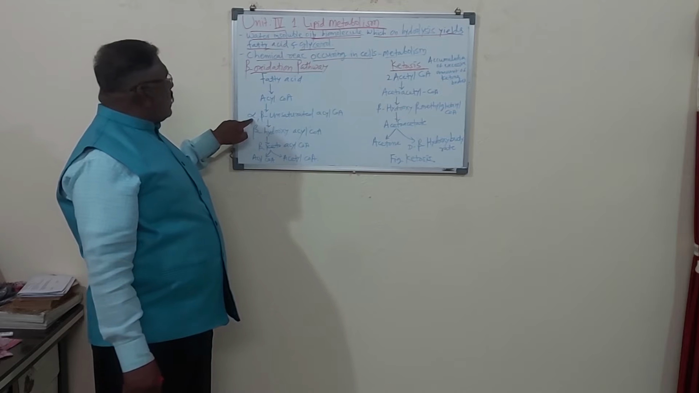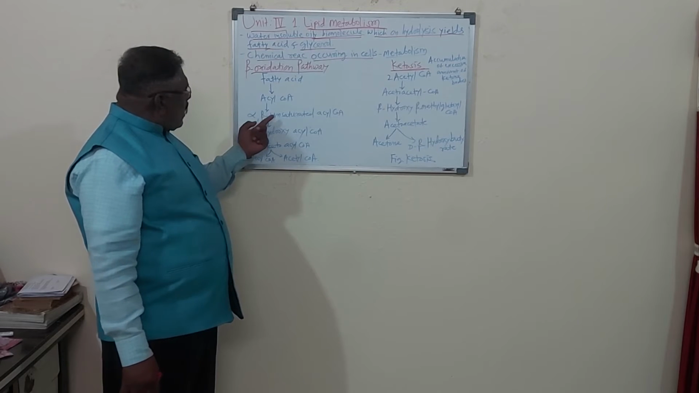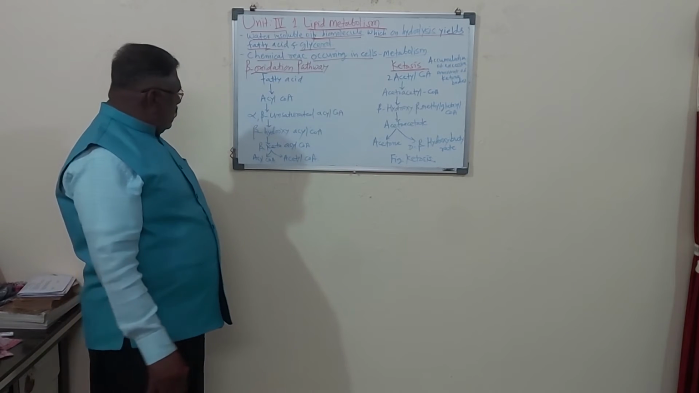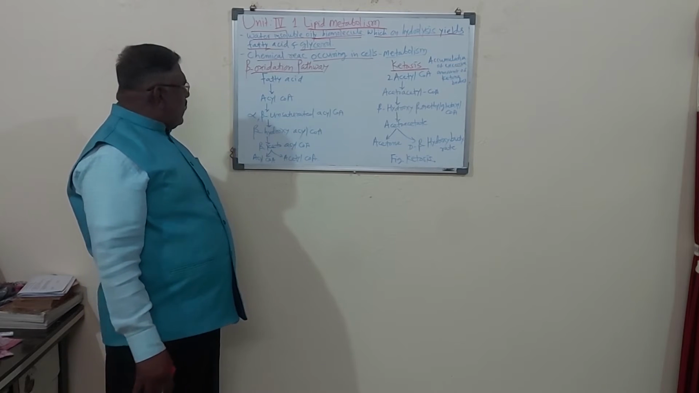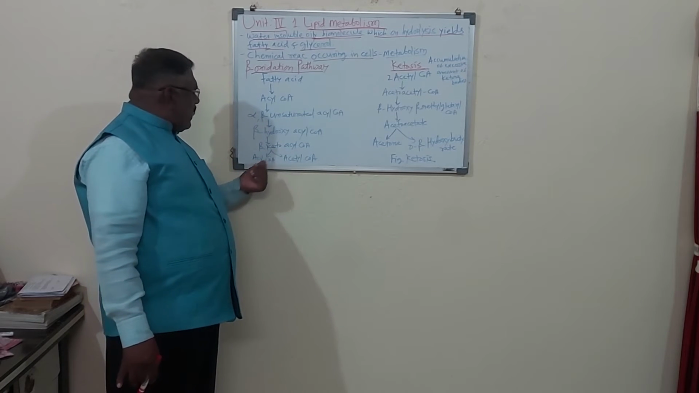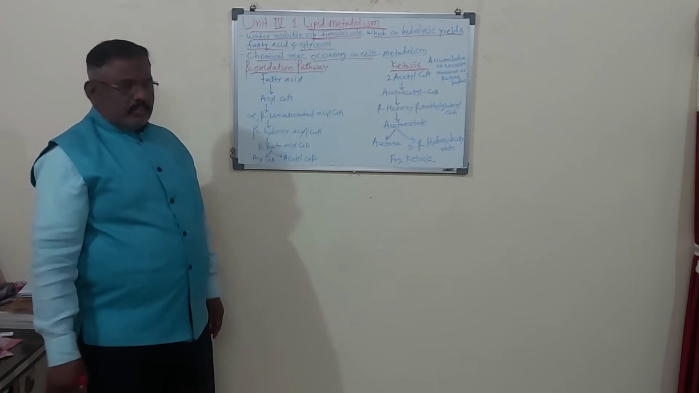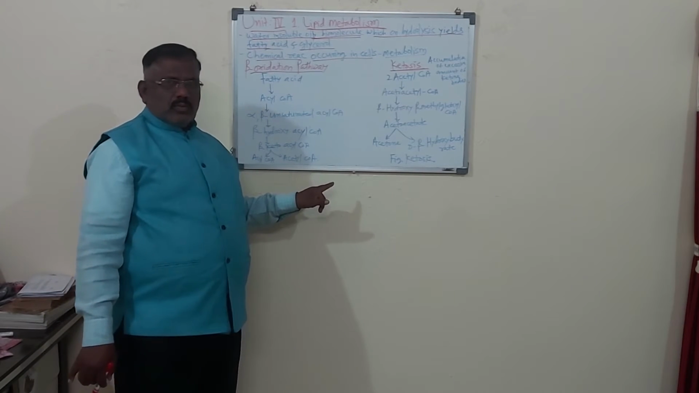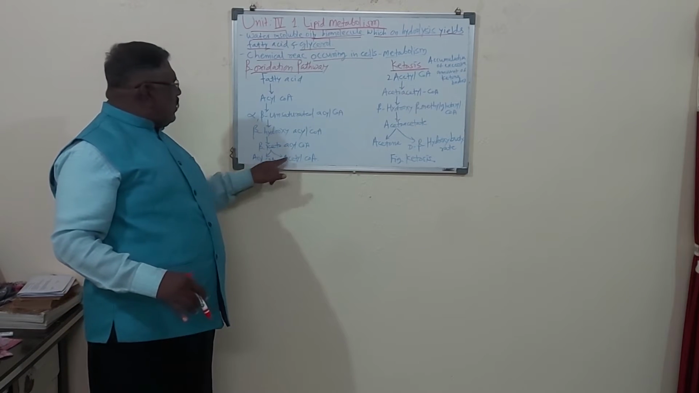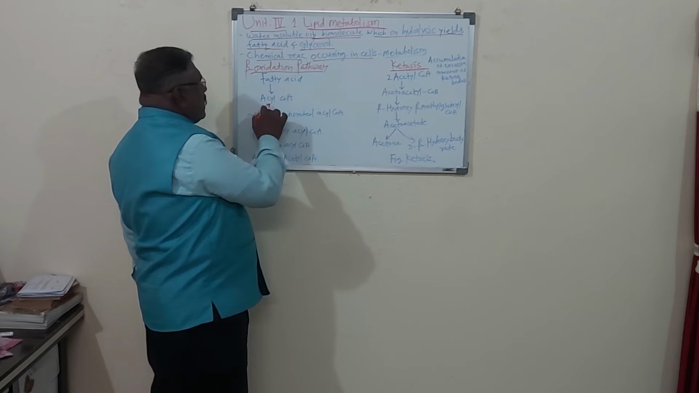Here fatty acid is converted into acyl coenzyme A. Then acyl coenzyme A is converted into alpha beta unsaturated acyl coenzyme A. Then this is converted into beta hydroxy acyl coenzyme A. Then beta hydroxy acyl coenzyme A is converted into beta keto acyl coenzyme A. And then beta keto acyl coenzyme A is cleaved into acyl coenzyme A and acetyl coenzyme A. Acyl and acetyl, there is a difference. It is broken into two components, acyl coenzyme A and acetyl coenzyme A. Dear friends, remember, fatty acid is converted into acetyl coenzyme A.